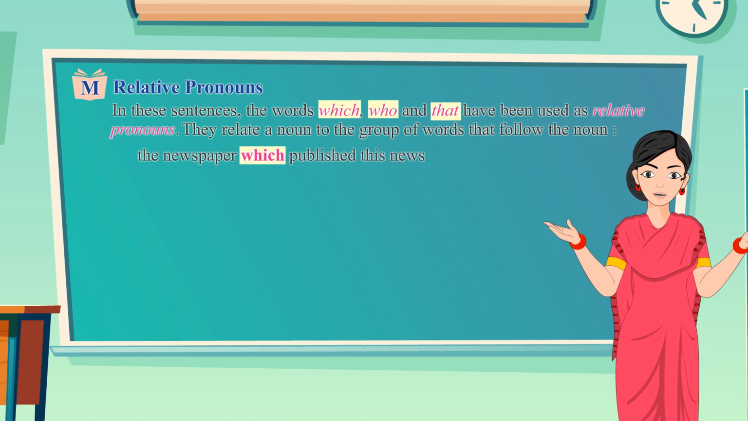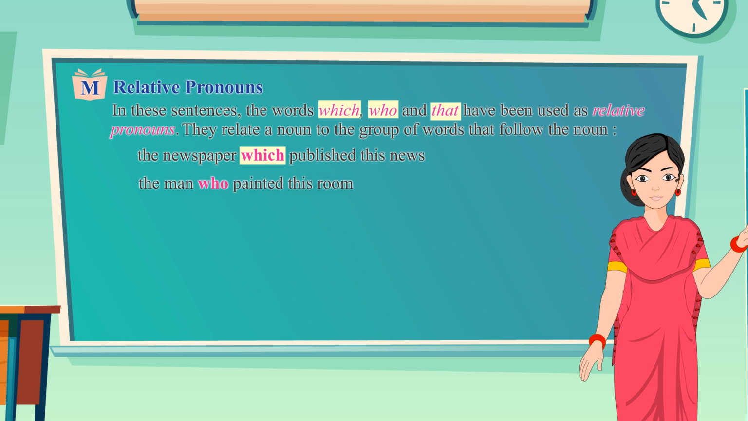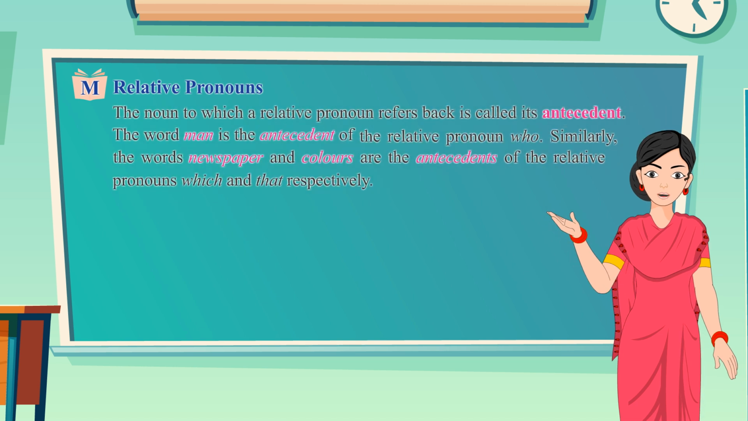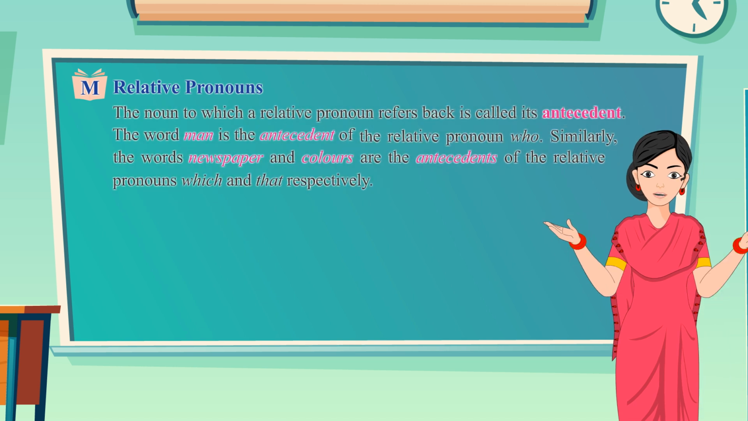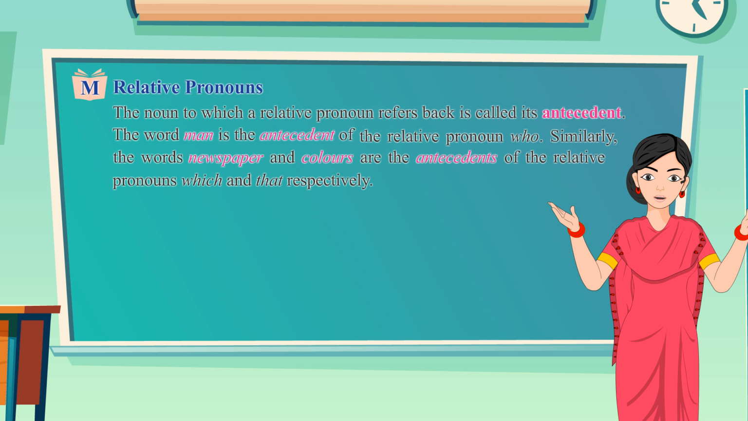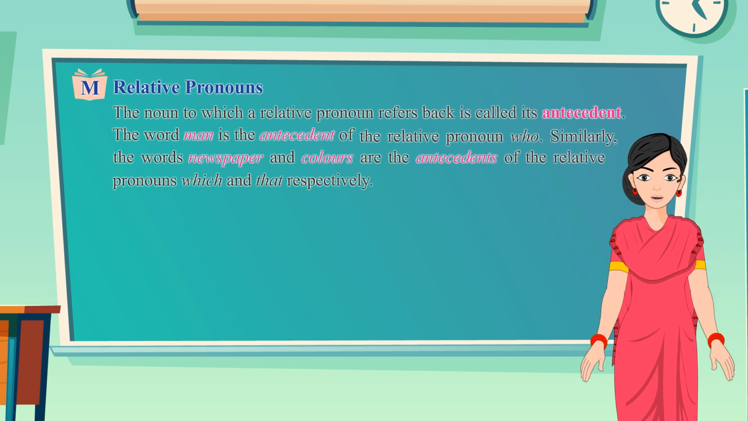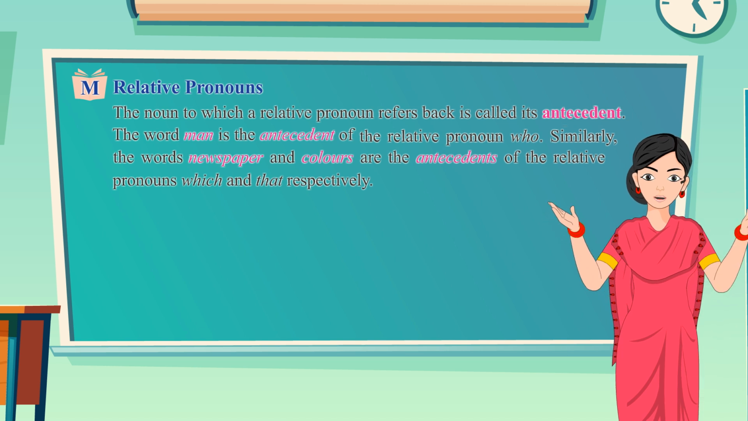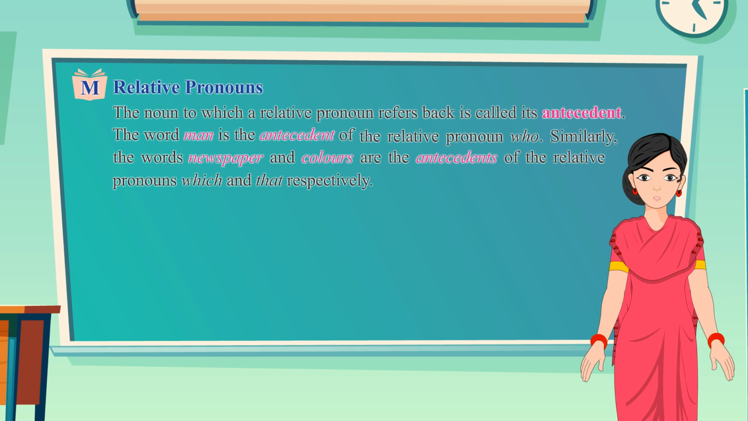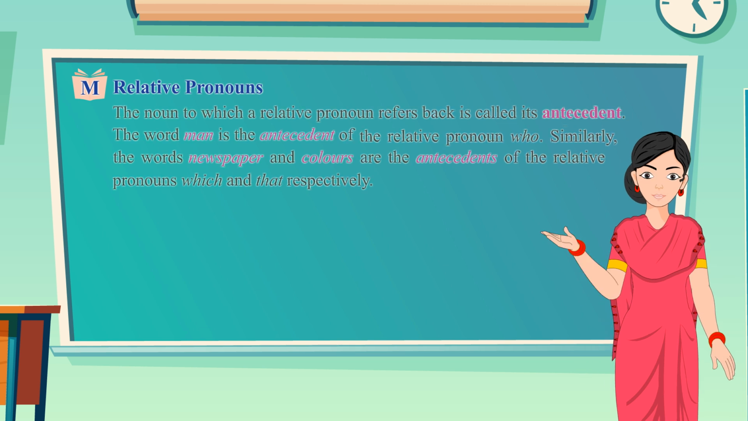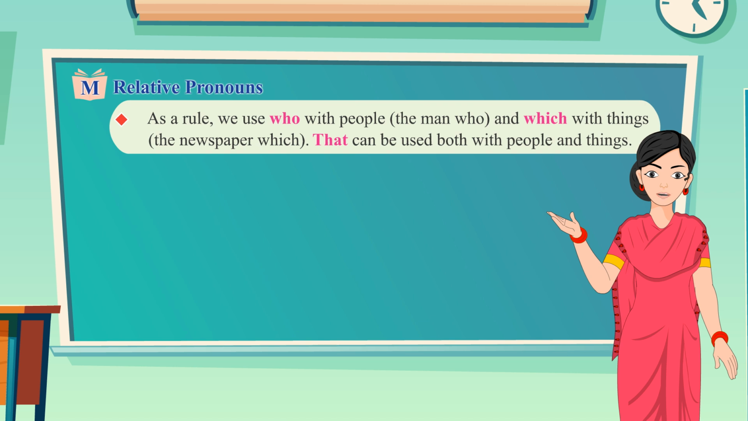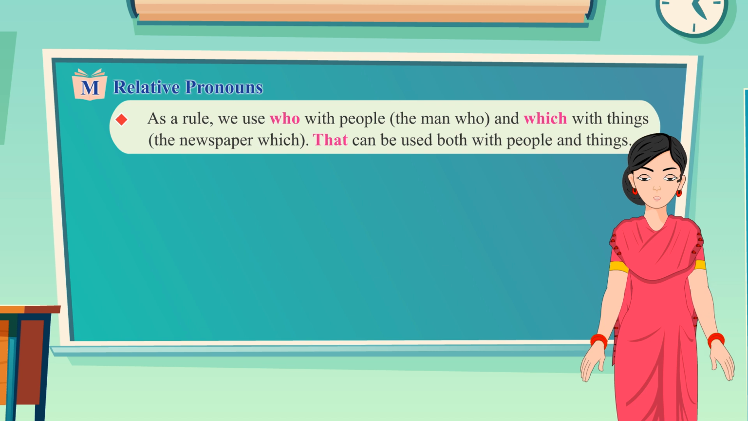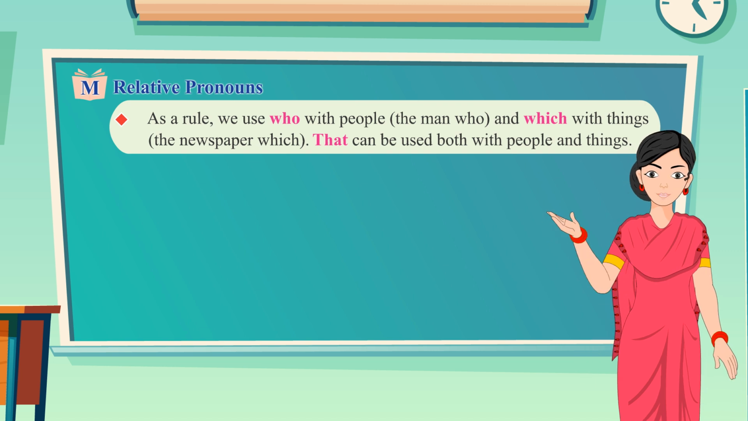The newspaper which published this news. The man who painted this room. The colors that you wanted. The noun to which a relative pronoun refers back is called its antecedent. The word man is the antecedent of the relative pronoun who. Similarly, the words newspaper and colors are the antecedents of the relative pronouns which and that respectively. As a rule, we use who with people, the man who, and which with things, the newspaper which. That can be used both with people and things.